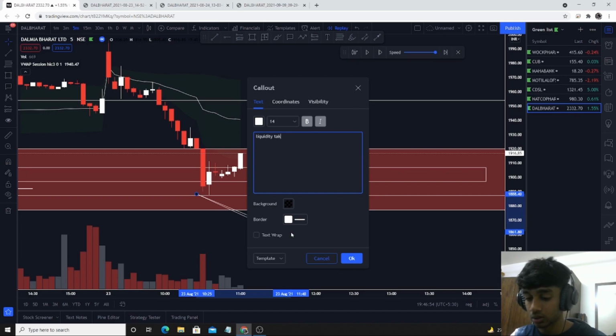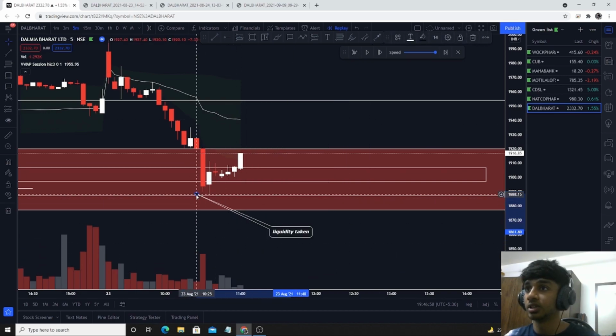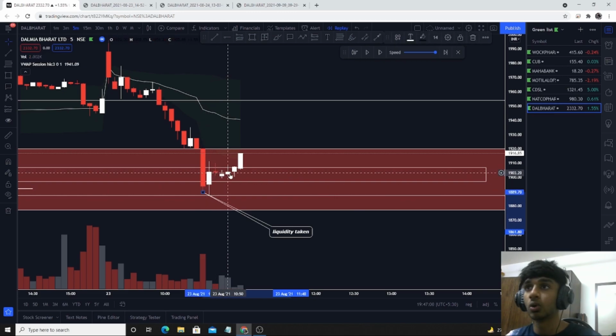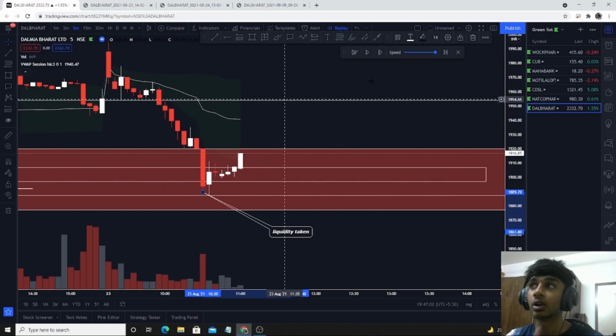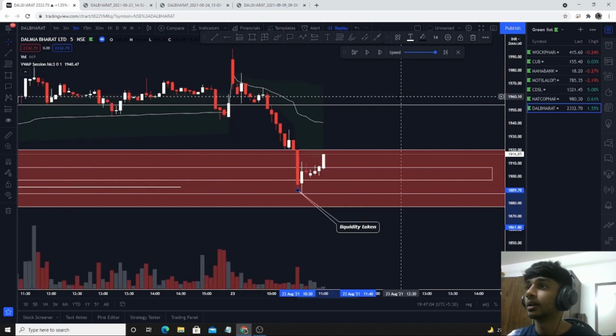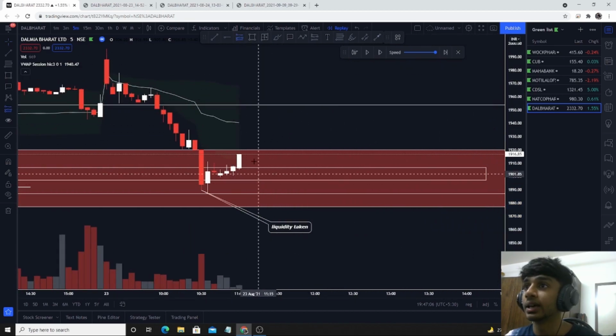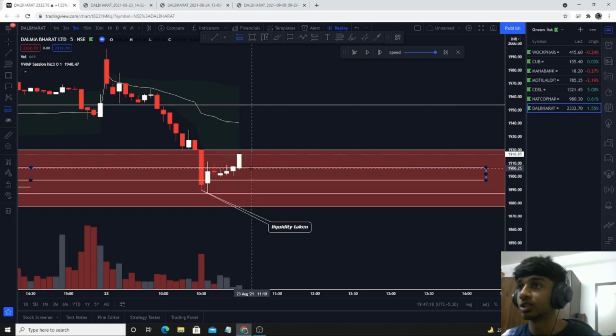Liquidity taken. Okay. Liquidity is taken in these areas. Now the stock is good to go, and it is ready to start trending in the upside direction. And after this huge small up move, I know that the trend has changed.